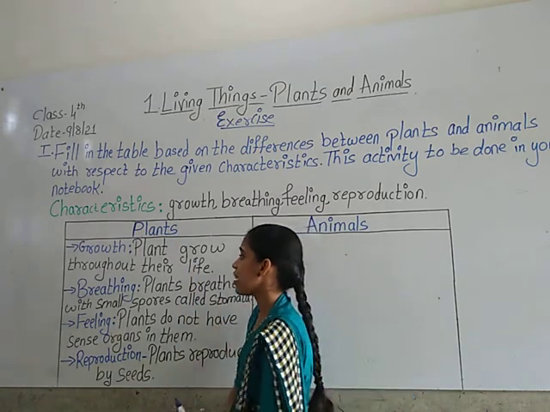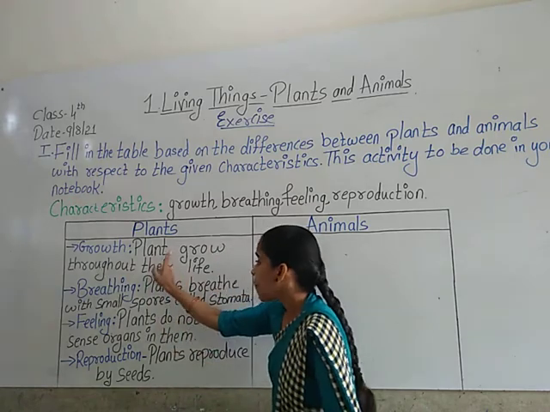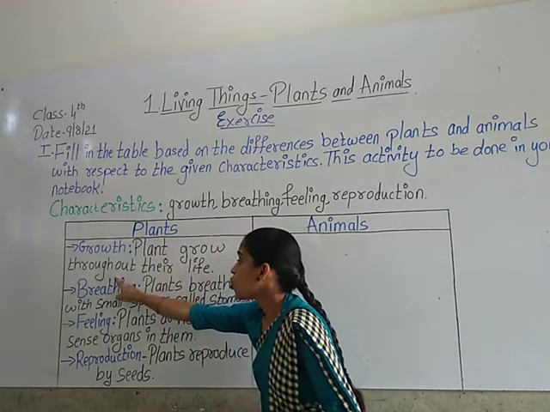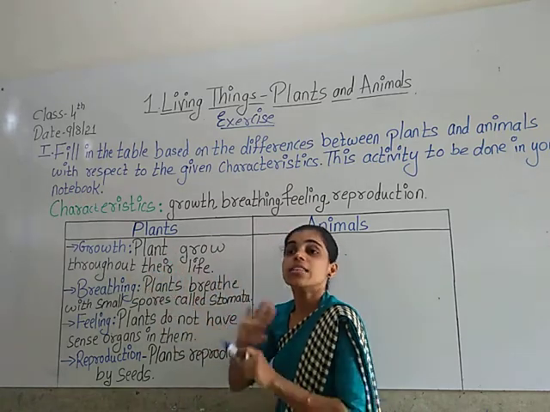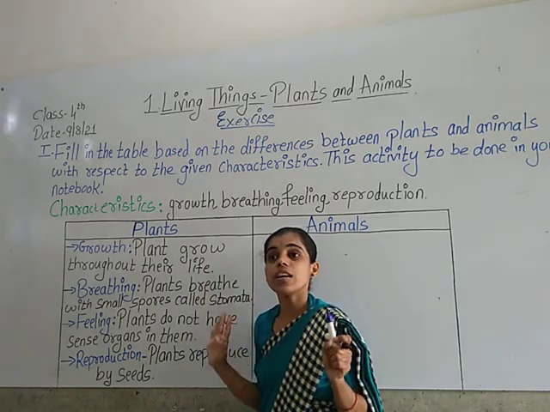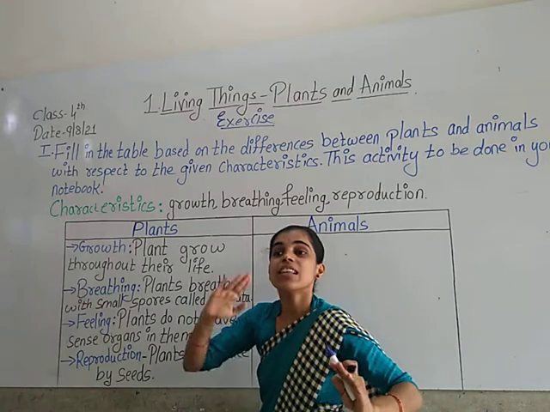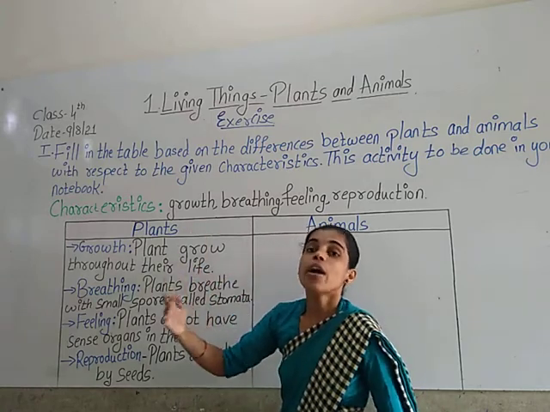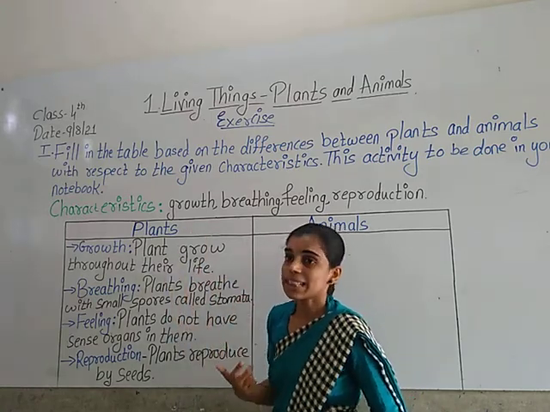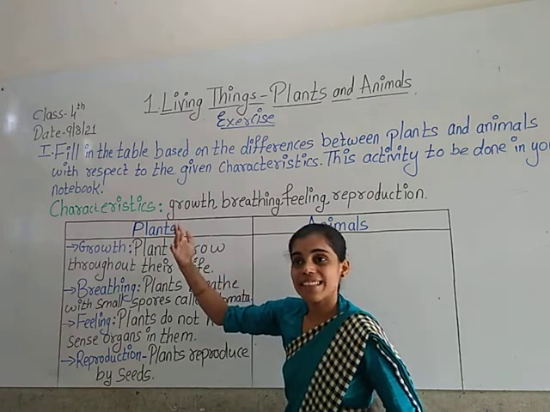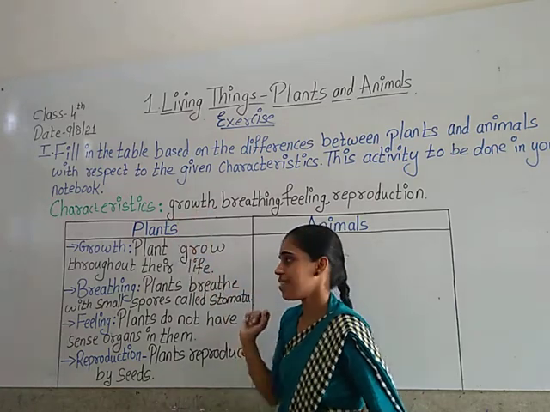So, first we will discuss about the characteristics of plants. First one character is growth. Plants grow throughout their life. There is no limitation, there are no restrictions for the plants in the growth. They grow day by day, monthly. There is increase in the size.